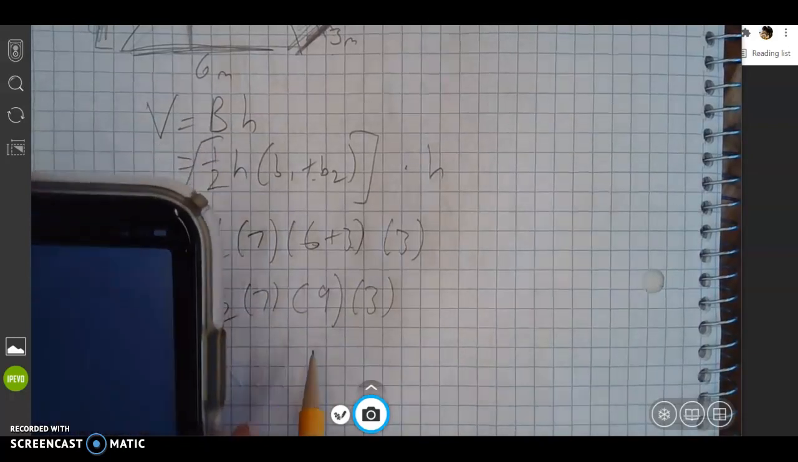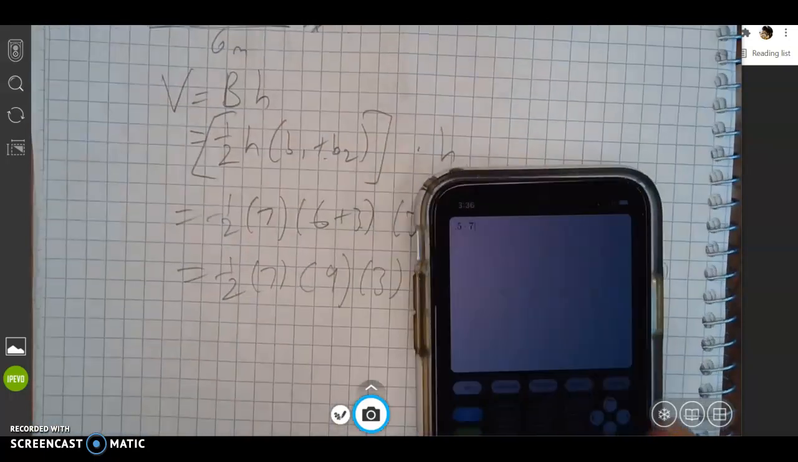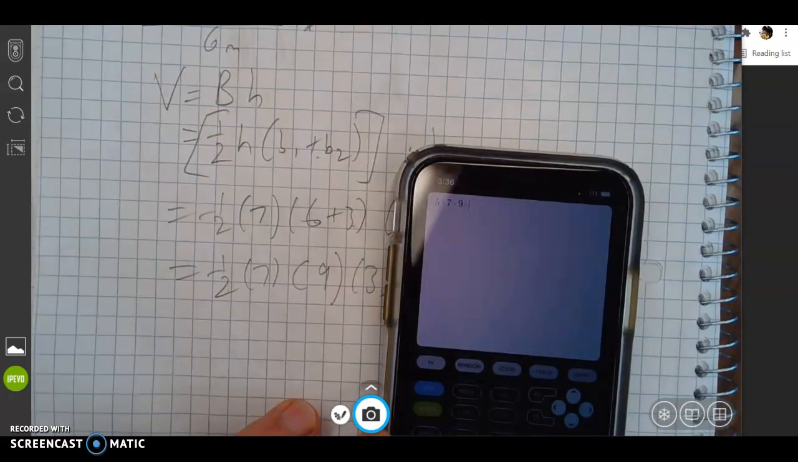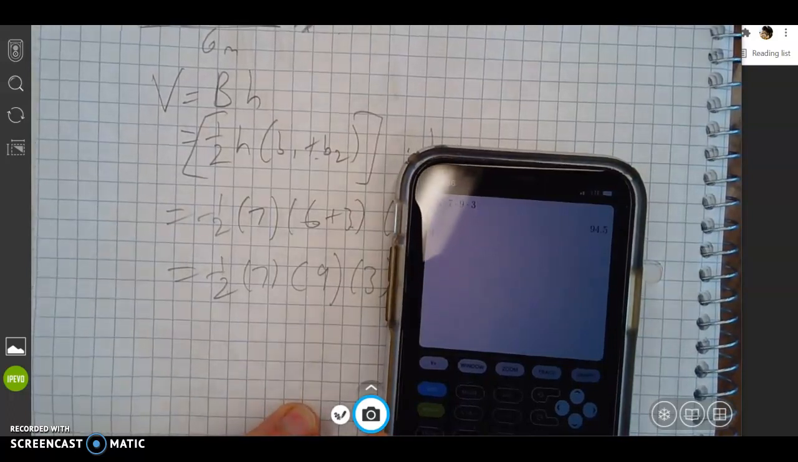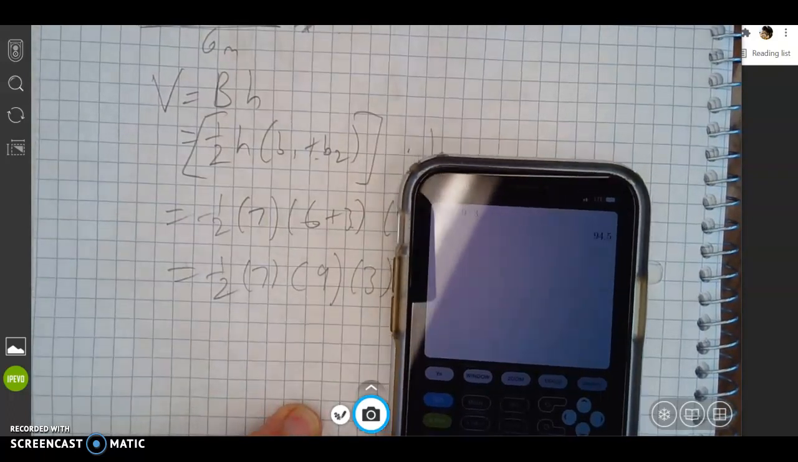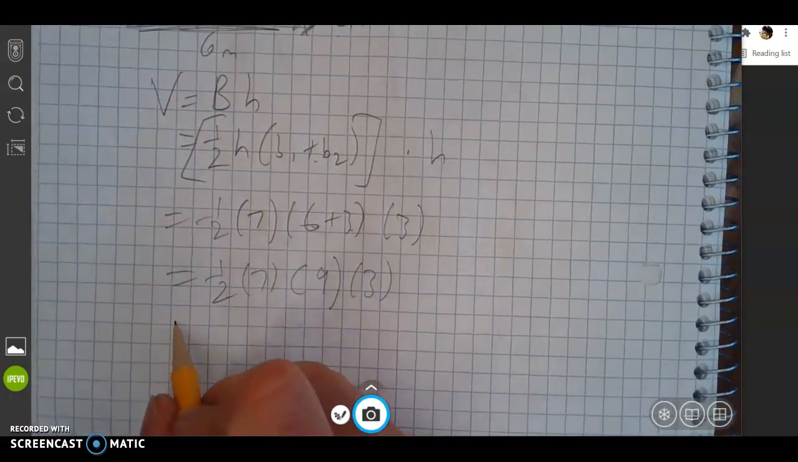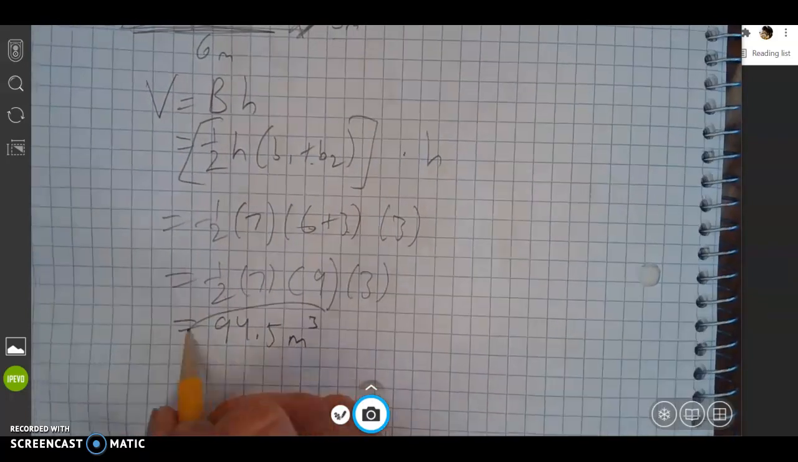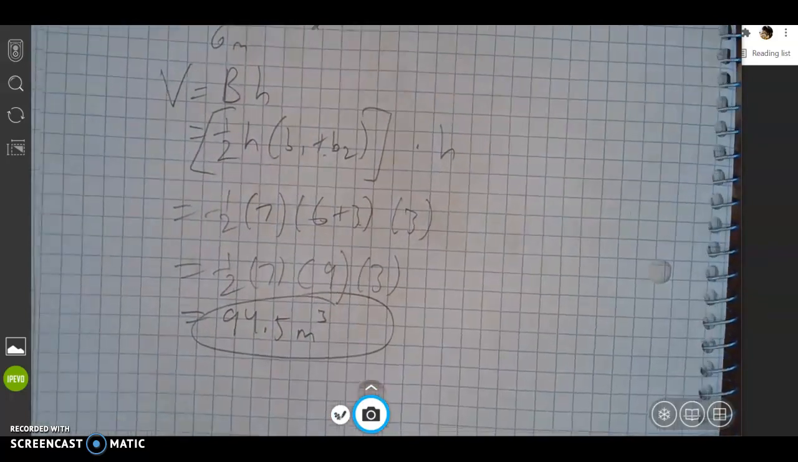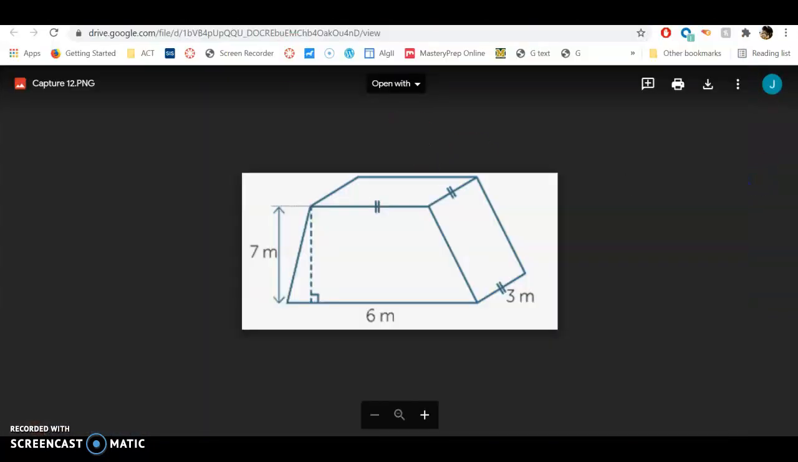1/2, I'll move it to 0.5 times 7 times 9 times 3. I get 94.5. There we go. 94.5 cubic meters. Got it. There we go. Okay, let's keep it going.